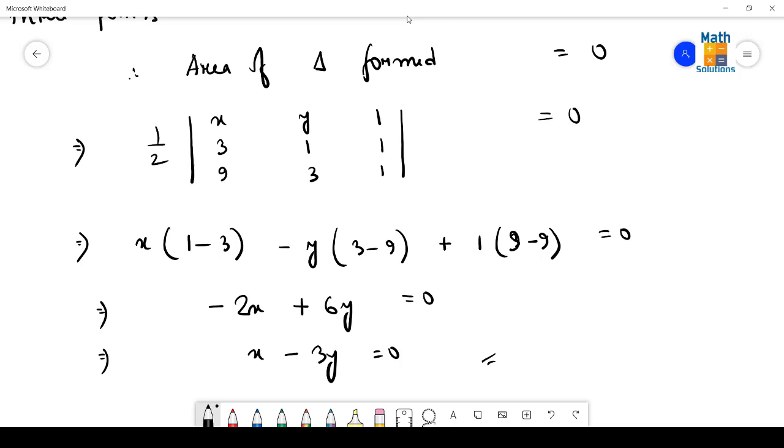The last question is an MCQ, which is of the same type as that of question number 3. With this, the exercise gets over.